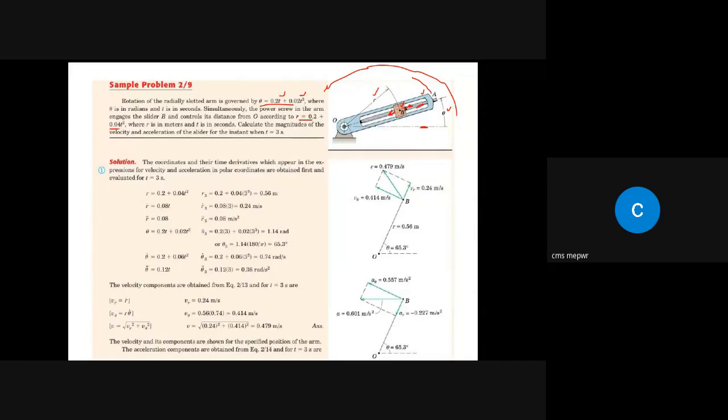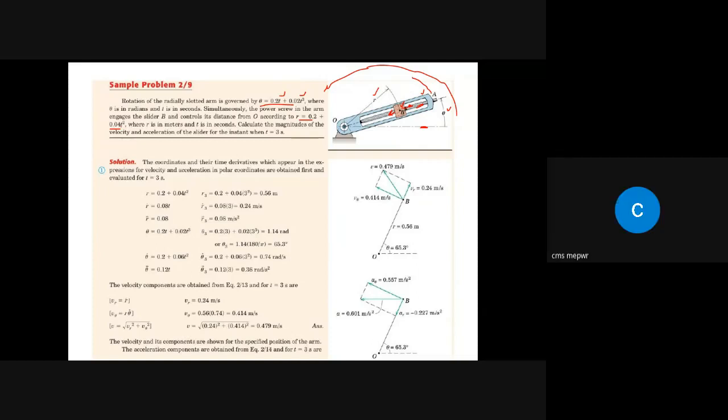At theta equal to 0, r is given as 0.2. At t equal to 1, you put t equal to 1 and you will get the r value. Similarly, at some other time, you put that value of time and you will get your required r value. Is it clear? Yes, sir.